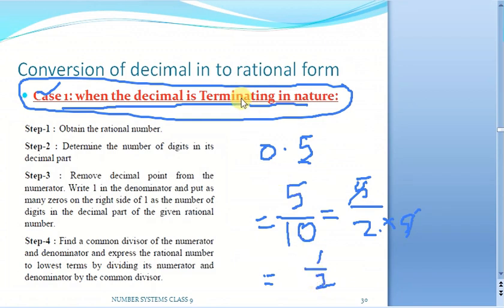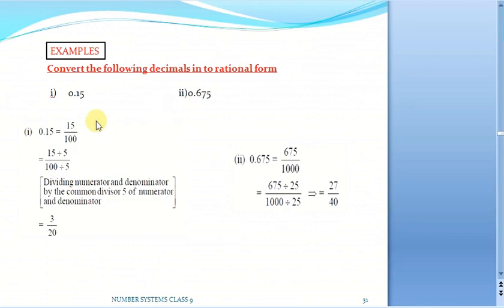We shall see more examples now. See here, this is 0.15. First of all, is it a terminating decimal or not? Yes, it is terminating in nature. Now see, after this decimal point, how many digits are there? 1, 2. So 2 digits are there. Now you write this particular number without the decimal point, so it will be 15 by 1, and how many digits are there? 2 digits are there, so you place 2 zeros. So it will be 15 by 100.